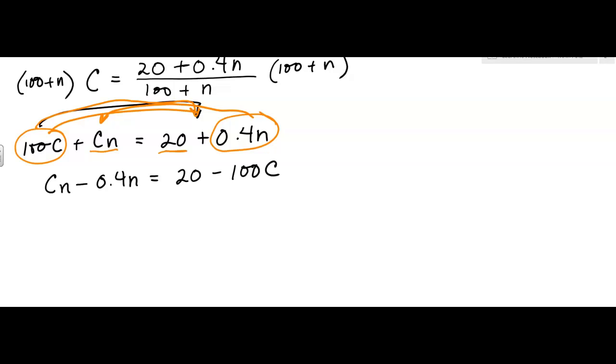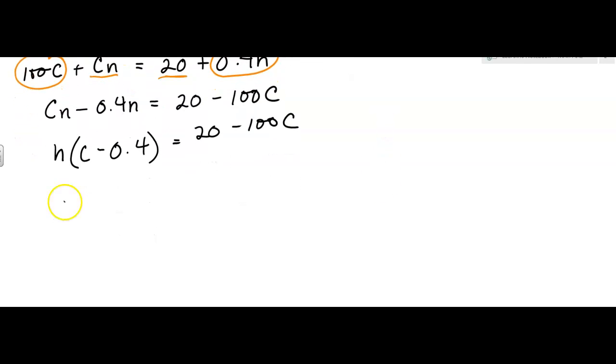Then you'll notice I have two terms on the left with n. I'm trying to solve for n. So I factor out n. And then I'm going to divide. So n is going to equal 20 minus 100C over C minus 0.4. Okay? And that gets me n by itself.